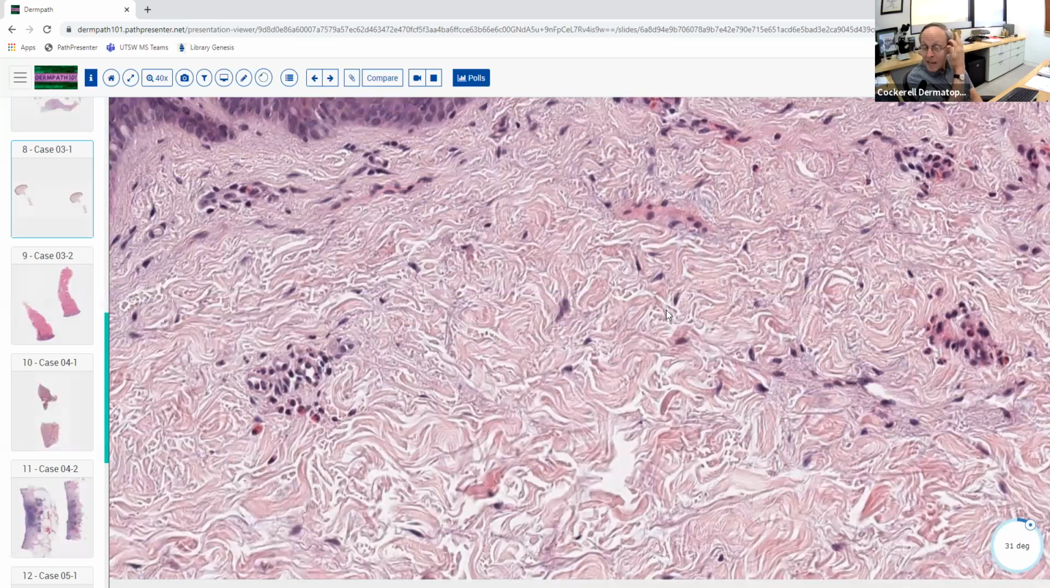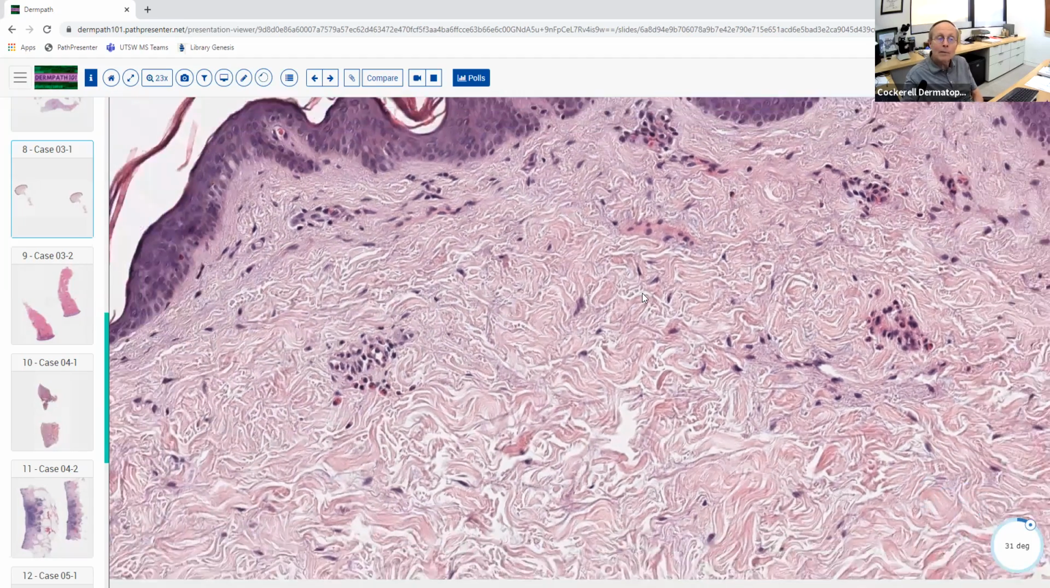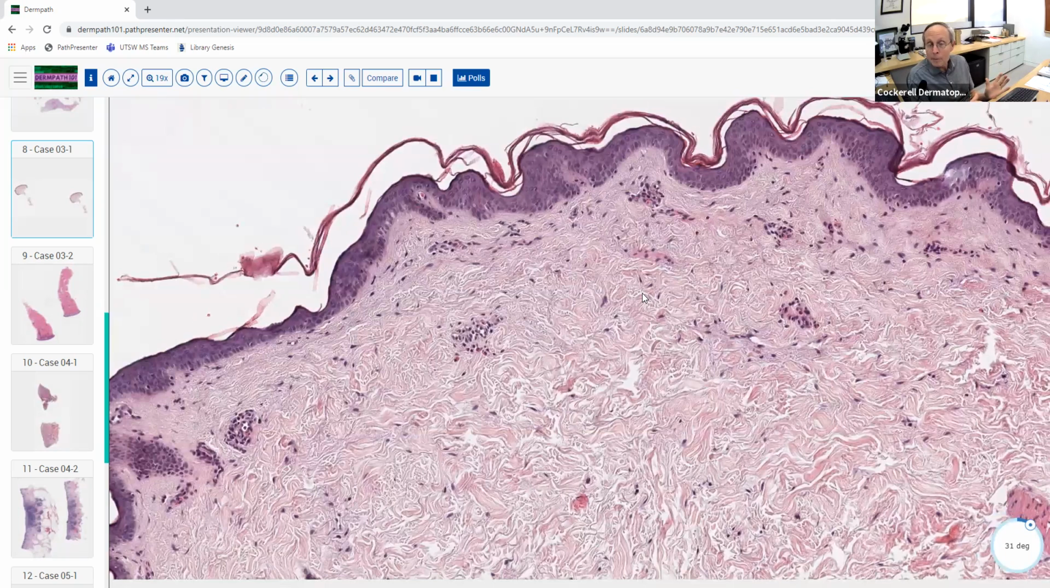So if you have somebody that has a hive and you biopsy it, say 5 minutes after they eat a strawberry, this is what it looks like. This is exactly what you see with urticaria. Very sparse infiltrate, eosinophils, often neutrophils. You get a spectrum. Some have lots of inflammation with lots of neutrophils. Some have almost limited inflammation like this. This is the most common pattern that we see.